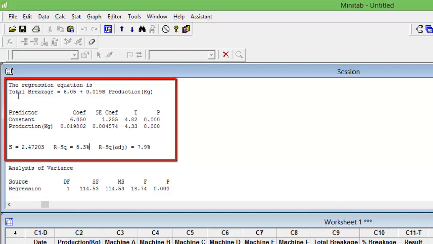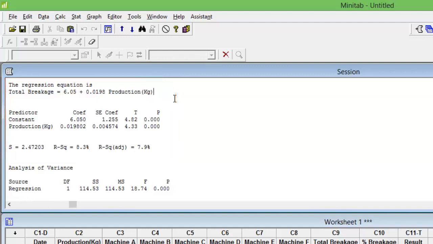Additionally, it also is giving you a regression equation. Total breakage equals 6.05 plus 0.0198 times of production in kg. I hope this simple video helps you understand the basics of correlation and regression.